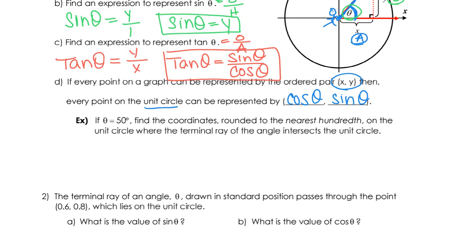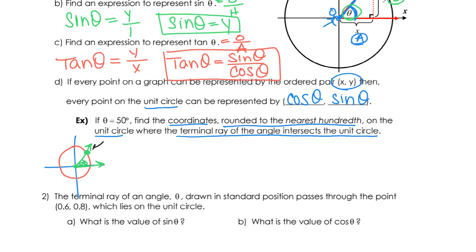If theta equals 50 degrees, find the coordinates rounded to the nearest hundredth on the unit circle where the terminal ray of the angle intersects the unit circle. So just to give you a visual, if this is our unit circle, and we have 50 degrees, which is an angle of about here, maybe. This is 50 degrees. We want to know the coordinates of this point right here on the unit circle.